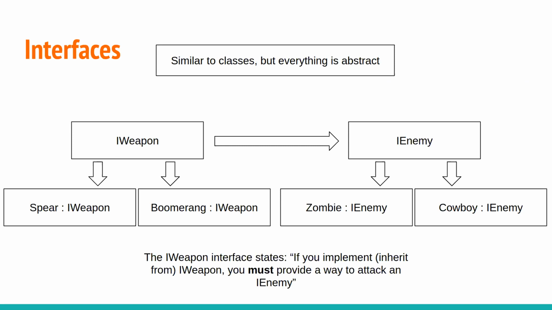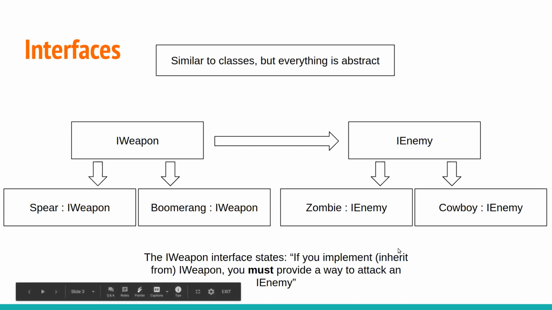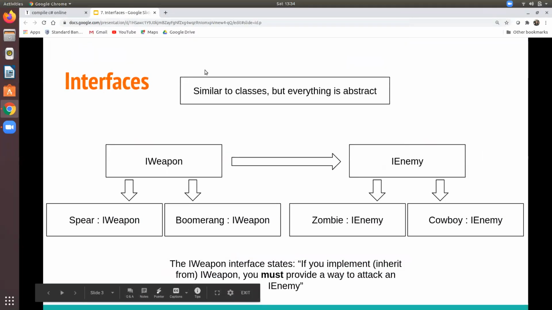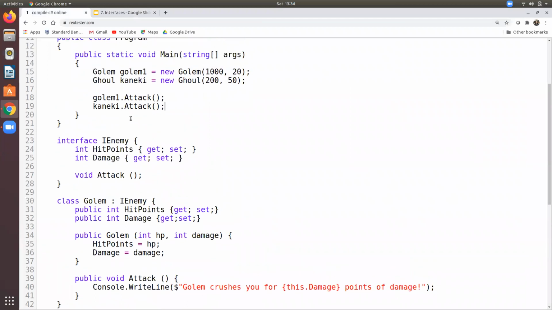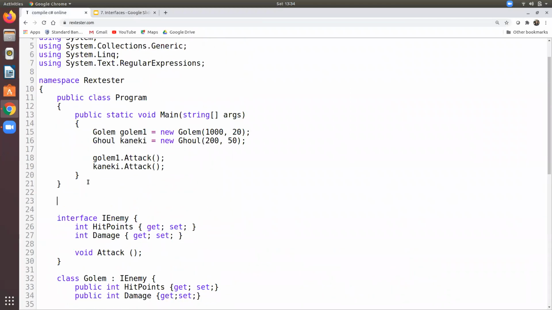What we want to do now is define the I-weapon side of things, okay? Because we want our weapons to be able to attack enemies. Does anyone have any suggestions for weapons that they want to see in our little text-based adventure game?